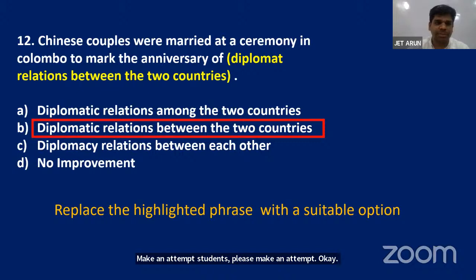Here is the answer. Diplomatic relations between the two countries has to be replaced with diplomatic relations between the two countries. All right, let's go for the next one, students.